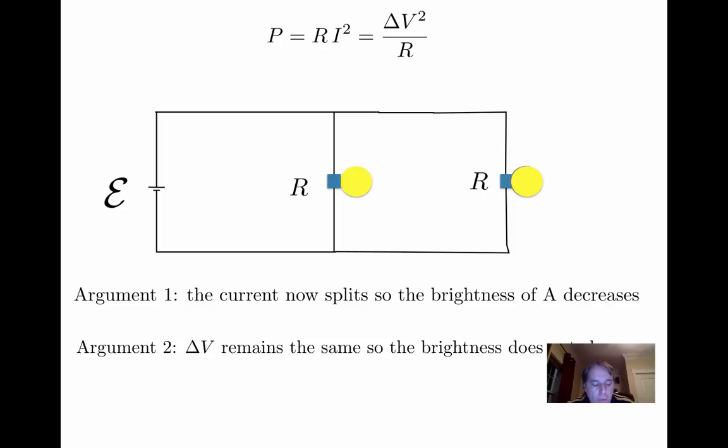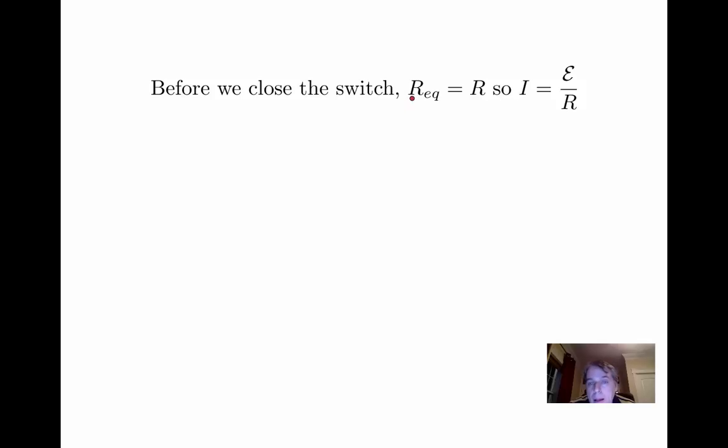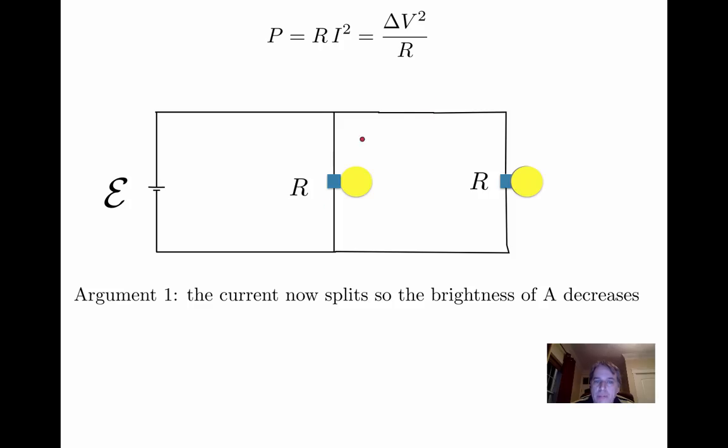When we close the switch here, what happens to the overall circuit? Well, you've changed R equivalent, right? You've connected two resistors together in parallel, so you've changed the value of R equivalent. So what's the new R equivalent after the switch is closed? Before the switch was closed, R equivalent was just R because it was only light bulb A, right? So before the switch was closed, we have only this part of the circuit here. So the only resistance was R, and therefore the current was just E over R. Okay, that's before we close the switch.